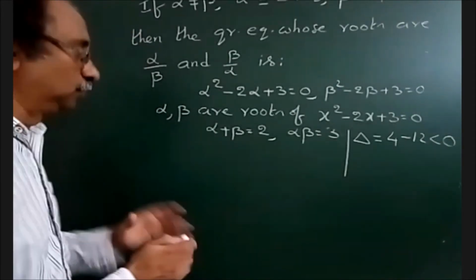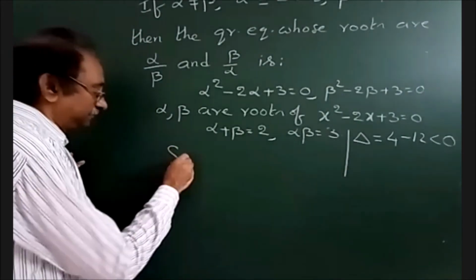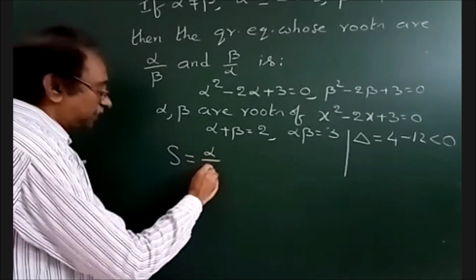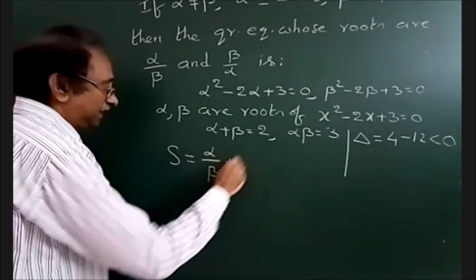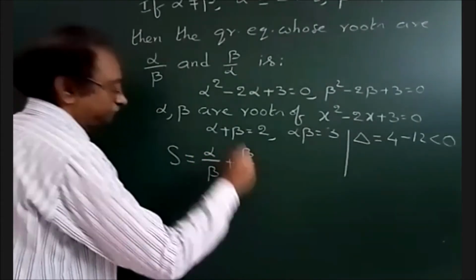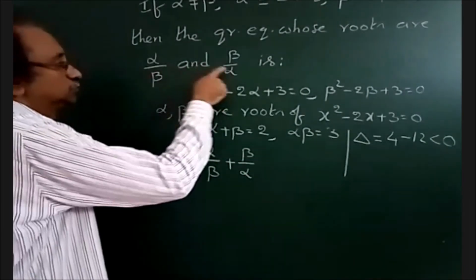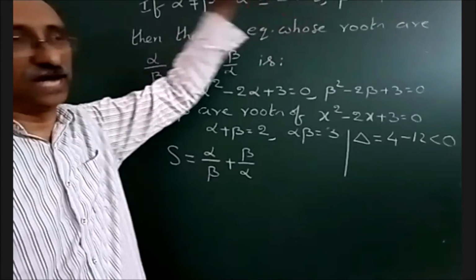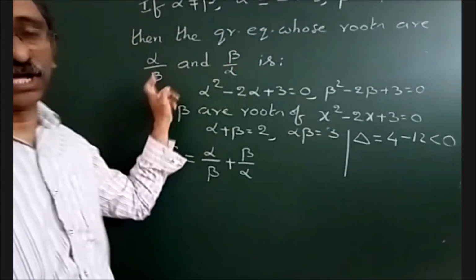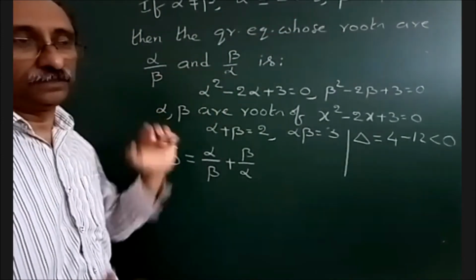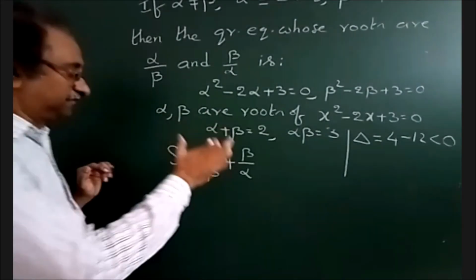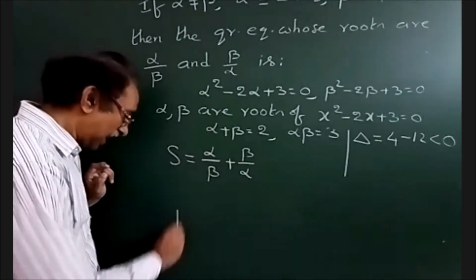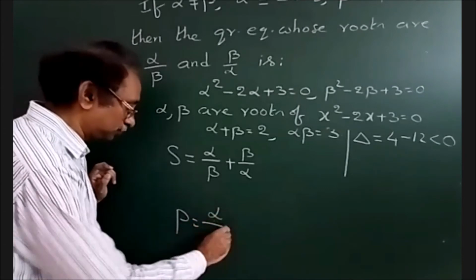So what I will do is I will find alpha by beta plus beta by alpha. Suppose these two numbers are gamma and delta. He is asking to find the quadratic equation whose roots are gamma and delta. So then what I will do? I will find the sum of the roots. I will find the product of the roots.